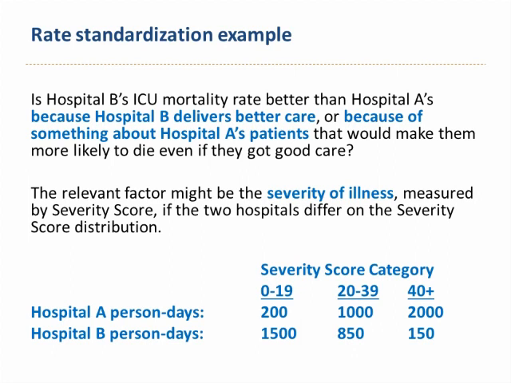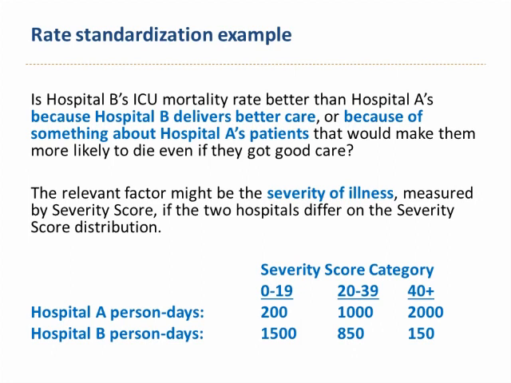The relevant factor might be the severity of illness of patients in Hospital A and Hospital B. And we can measure a severity score for all patients and compare the distribution of severity scores between these two hospitals. When we look by category of severity score, going from the lowest category on the left to the highest category on the right, we see that the largest number of hospital days, person days, at Hospital A are accrued by patients with the highest severity score.